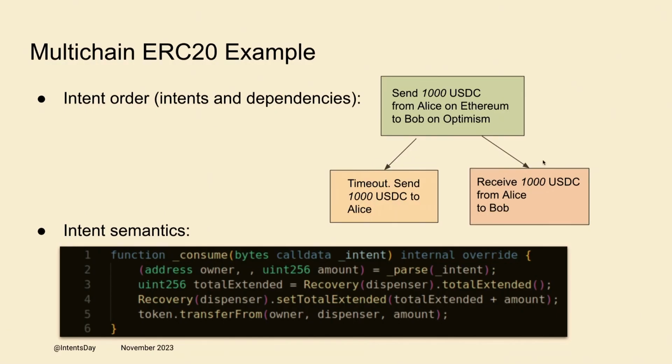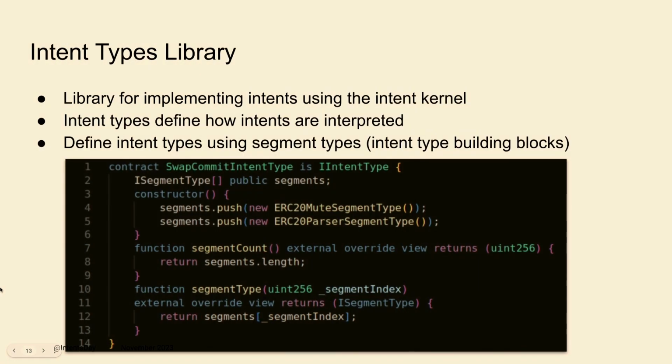On the other side, if Bob executes the intent from Alice on Optimism, then 1,000 USDC, not quite USDC, Ethereum USDC, will be minted for Bob on Optimism. Sorry. So the intent kernel doesn't handle much. In reality it just handles the intent ordering that you have defined.